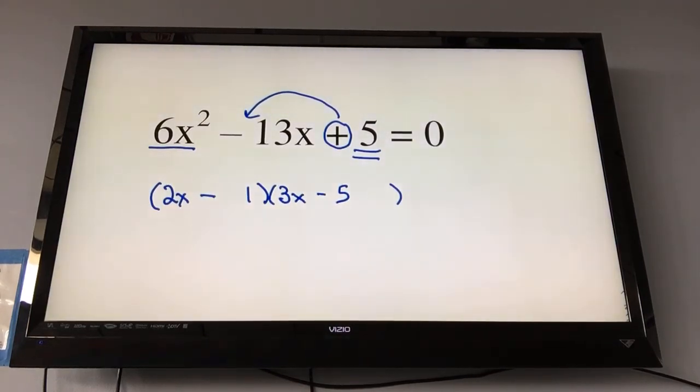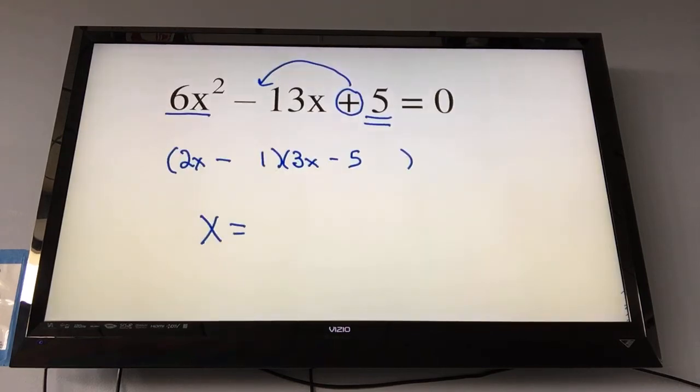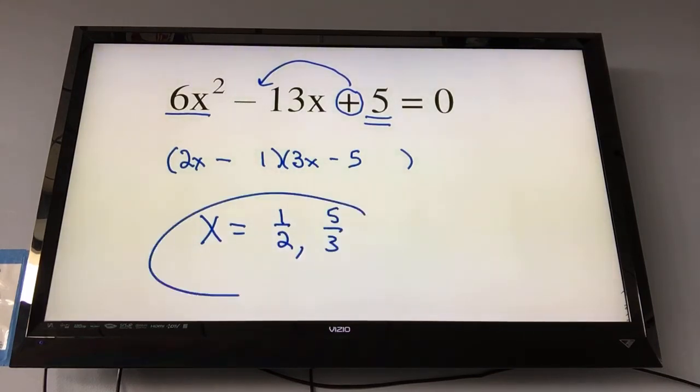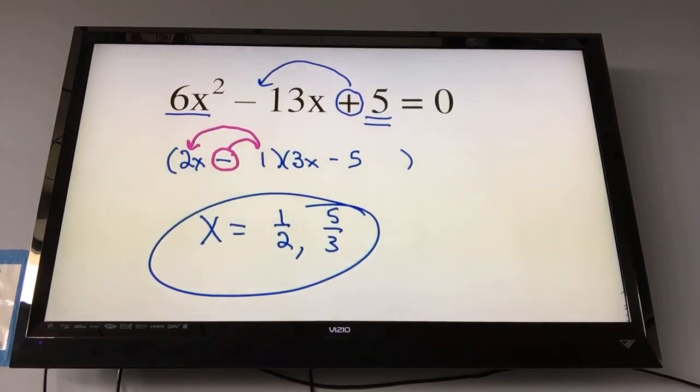Okay, using my shortcut, my two answers are what? Positive 1 over 2, and positive 5 over 3. Does anybody want me to explain the shortcut again so you don't have to solve it? Yes. So you always change the sign to the opposite, and then you go the number on the right over the number on the left. So positive 1 over 2, positive 5 over 3.